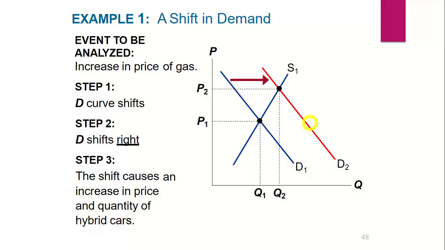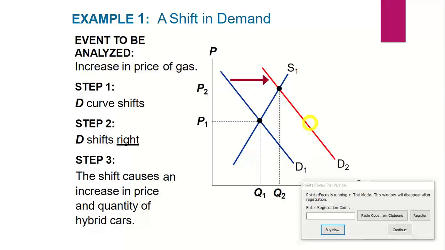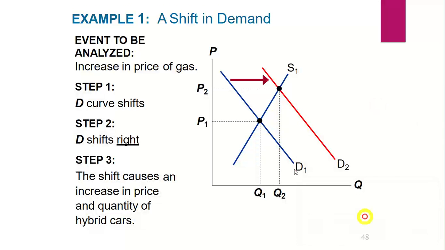cars that use more of it. So it's kind of a substitute. So hybrid is a substitute for gas cars. So demand is going to shift right. The demand curve shifts from D1 to D2 in the right direction. This shift causes an increase in the price and quantity of hybrid cars. You can see that as demand increases, price also increases and quantity also increases.